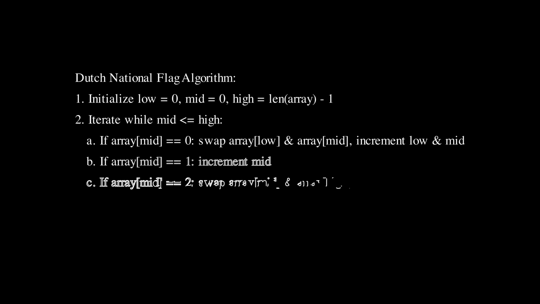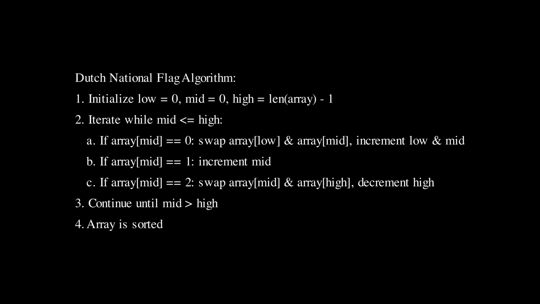Now let's break down the Dutch national flag algorithm. First, we initialize 3 pointers. Low and mid are set to the start of the array, and high is set to the end of the array. Think of these pointers as markers that will help us sort the array. We then begin iterating through the array. The iteration continues as long as the mid pointer is less than or equal to the high pointer.